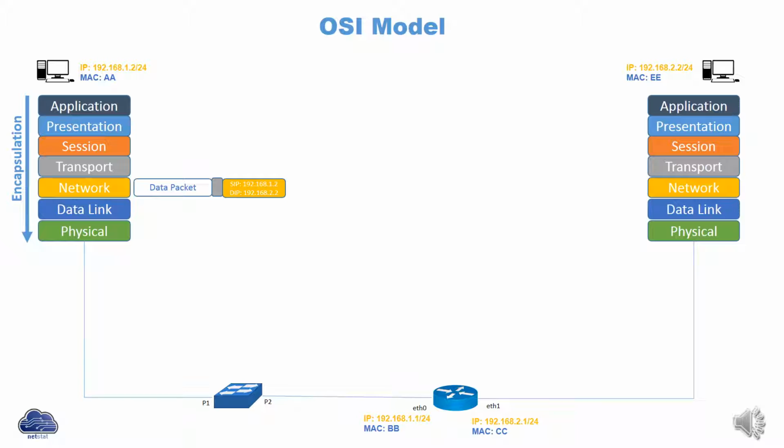In our example, the destination host 192.168.2.2 is not within the source host network 192.168.1.0/24, so the packet shall be forwarded to the network's assigned default gateway 192.168.1.1.